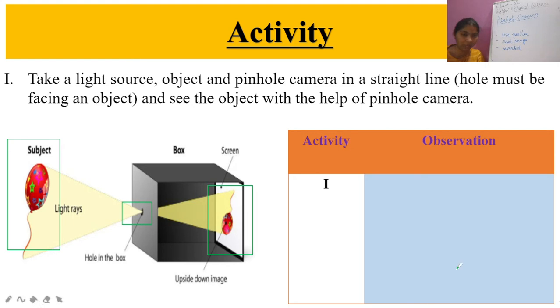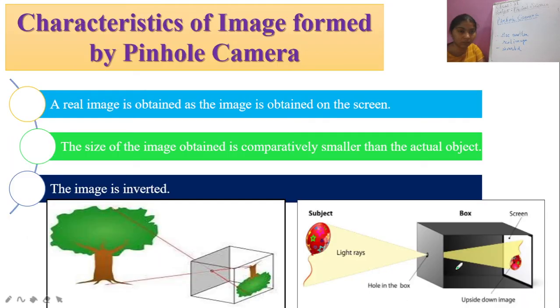Okay, so we are now going to discuss the characteristics of the image formed by a pinhole camera. So these are the three characteristics. Let's see them one by one. First, the real image. A real image is obtained on the screen. So the image of a balloon remains the same as you can see on the screen, as well as for the object also, right?